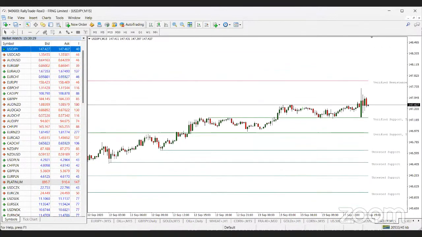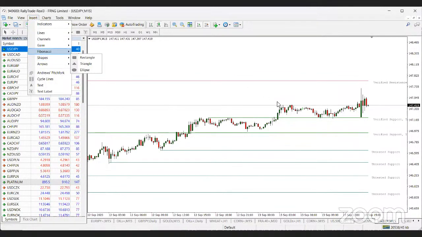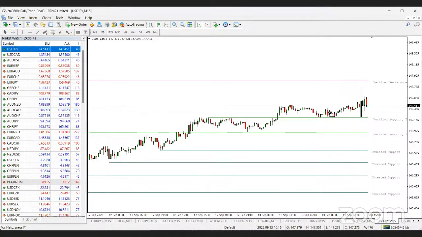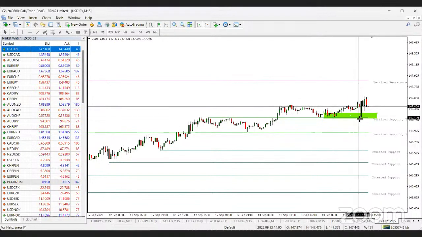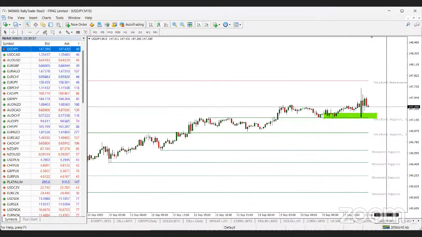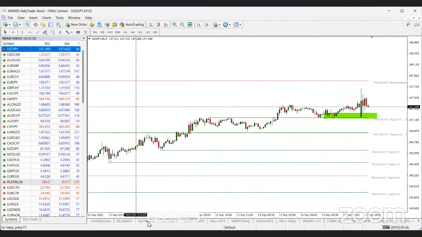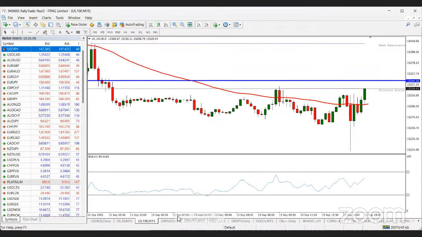So for USD JPY, you have a verified support here. I would advise that we look out for taking a buy from this zone here. We'll be looking out for a buy limit, or taking a buy from this verified support zone. That is around 147.20. Around 147.20 is where I would advise that you can look out for a buy. That's a verified support, and likely just a place to continue the trend.